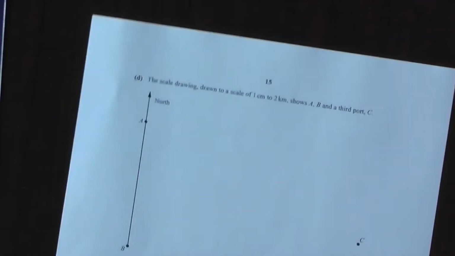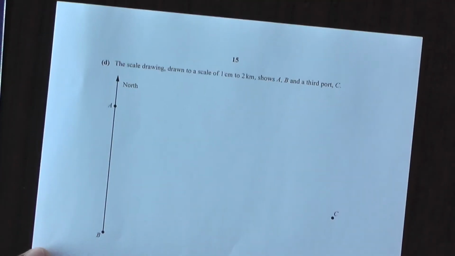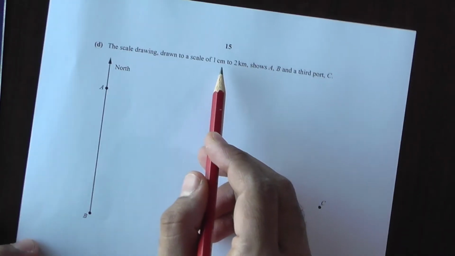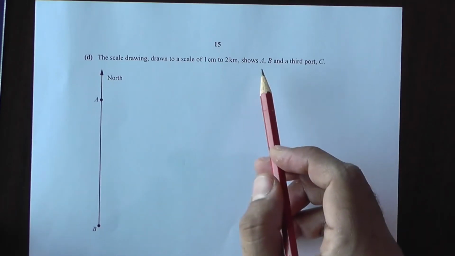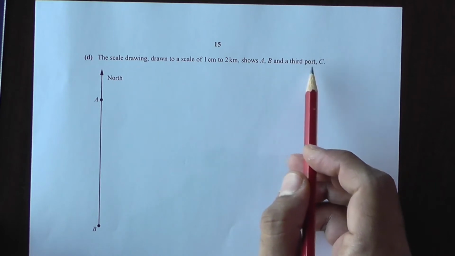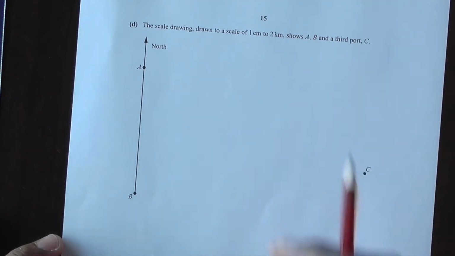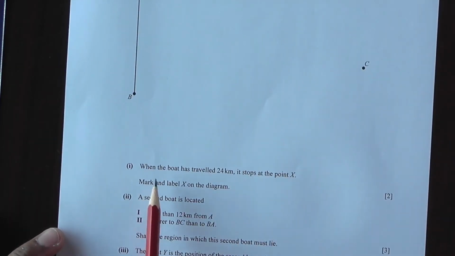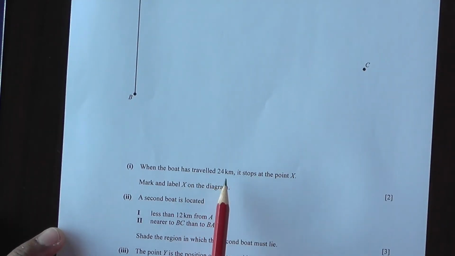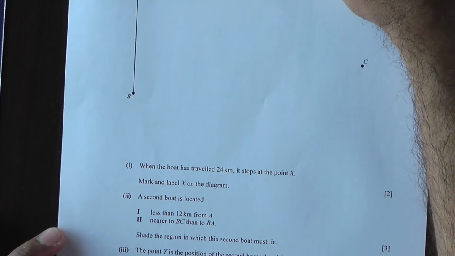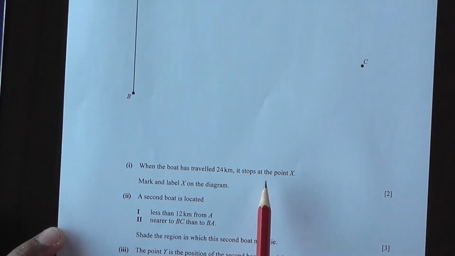Okay, let's move on. The next part of the question says the scale drawing drawn to a scale of 1 centimeter to 2 kilometers shows A, B and a third point C. This is the drawing that they're talking about. This is A, this is B. Part 1 says when the boat has traveled 24 kilometers, it stops at point X. Mark and label X on the diagram.